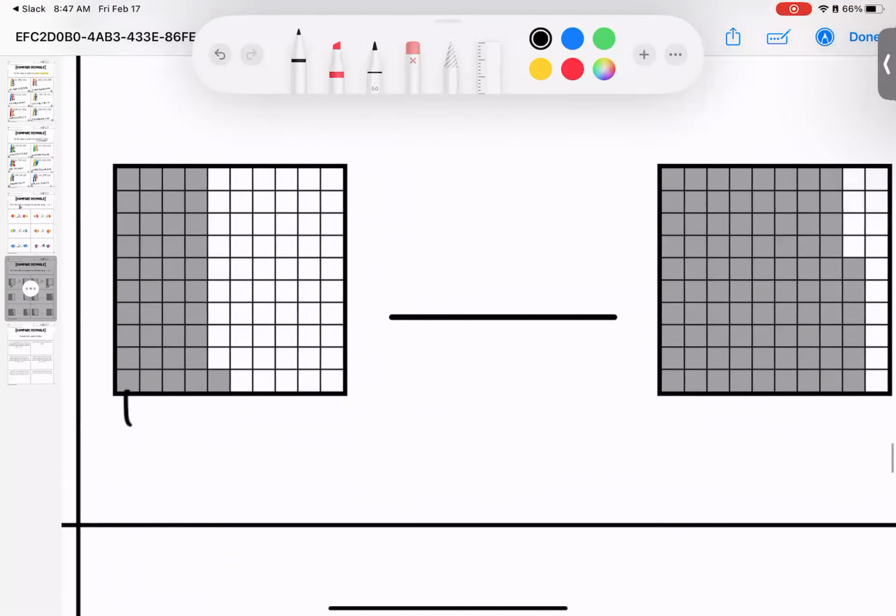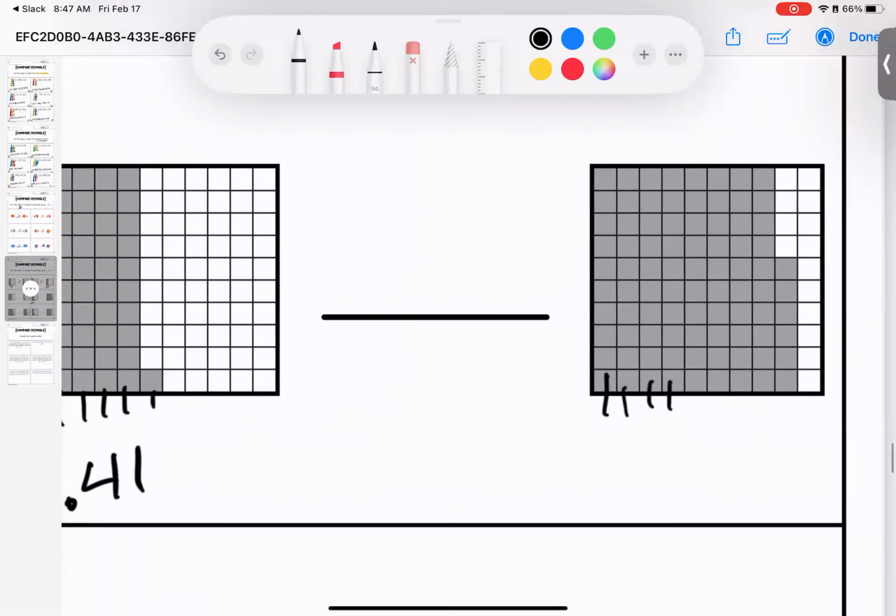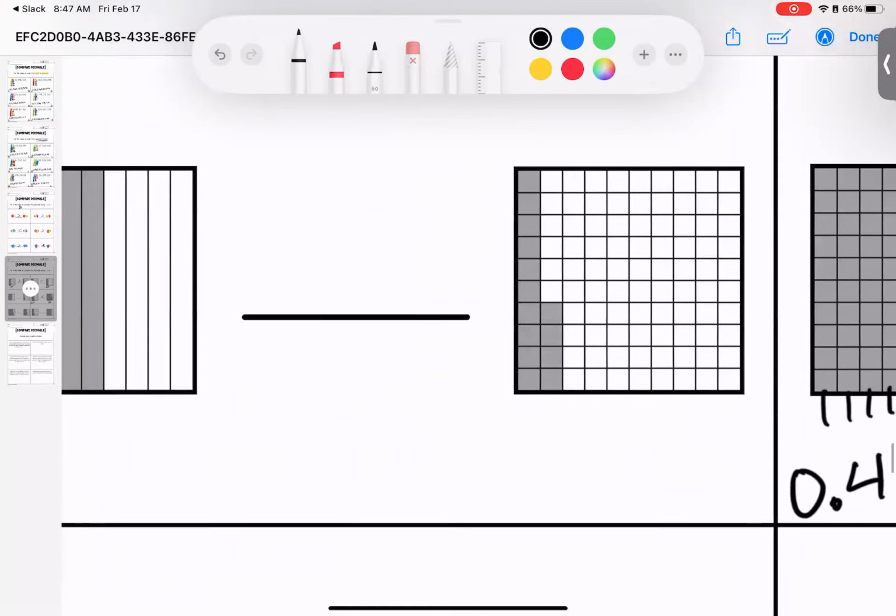Down here, I have 10, 20, 30, 40, 1, 41 hundredths. And I have 10, 20, 30, 40, 50, 60, 70, 80, 1, 2, 3, 4, 5, 6, 86 hundredths. 86 hundredths is greater than 41 hundredths.